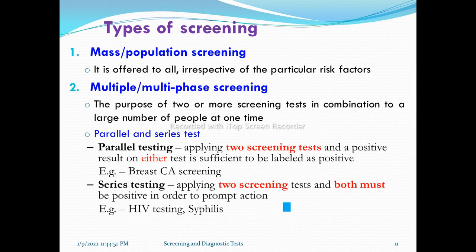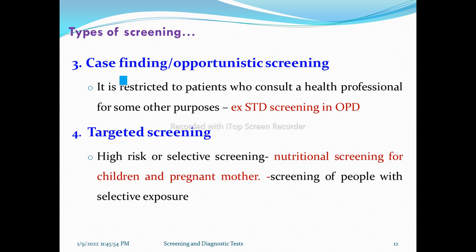So the other is types of screening. We do have 4 types of screening: the mass or population screening, multiple or multi-phase screening, case finding or opportunistic screening, and targeted screening, or we can say selective screening.